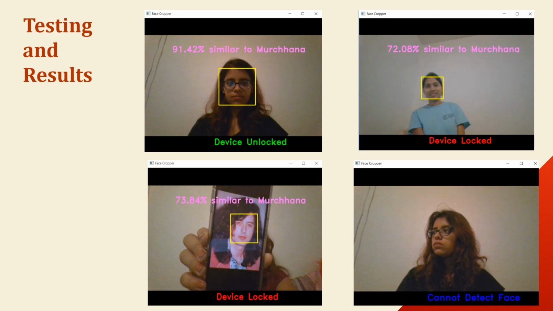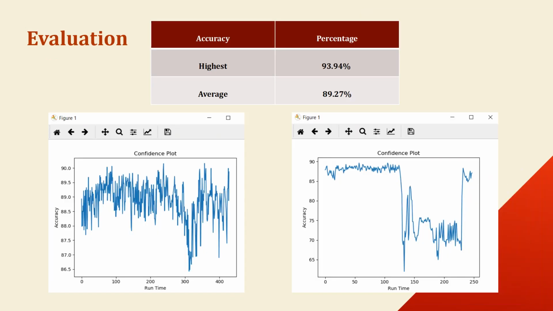And if you look at the bottom right image, if you tilt your head too much, it's not going to be able to detect a face, and that's because we're using the Haar Cascades frontal face classifier, as we've mentioned before. However, if you tilt it slightly, say 15 degrees left or right, it's still going to be able to identify. So, and here is the evaluation part.